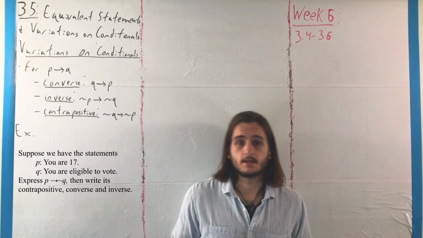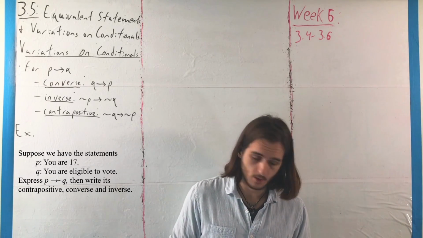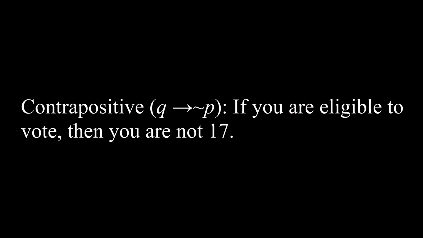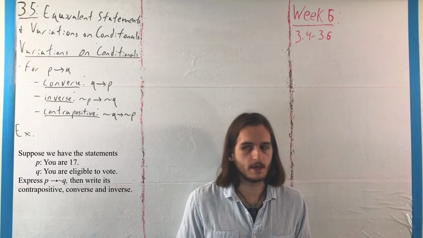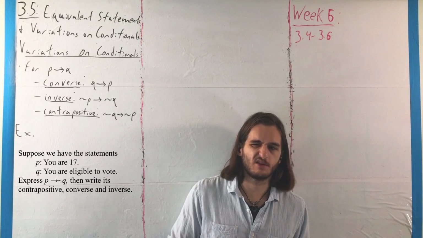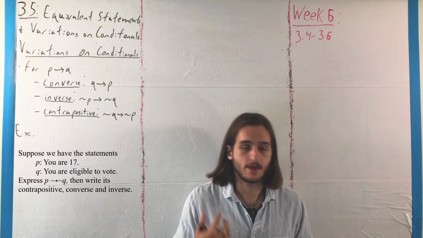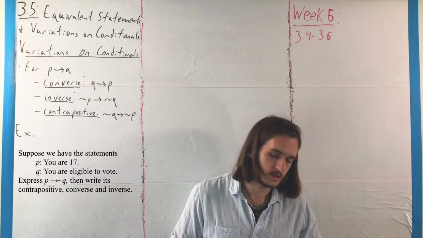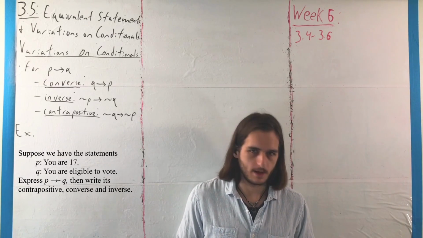Then from there, if we want to get its contrapositive, we flip the truth and the order, get something like if Q then not P, which we could write as if you are eligible to vote, then you're not 17. Again, true for basically the same reason, although it does leave the door open a little bit for other cases, and that's why our converse and inverse don't tend to function in quite the same way.